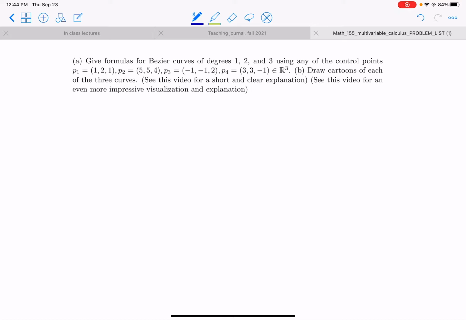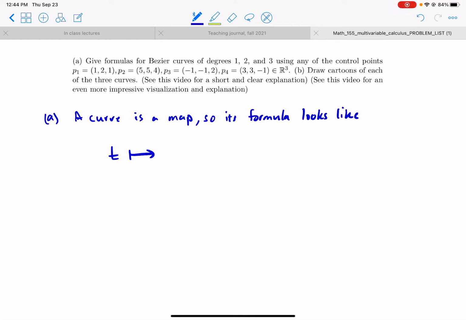Hello everybody. Give formulas for Bezier curves of degrees 1, 2, and 3 using any of the control points P1, P2, P3, P4. Okay, so part A, I need to give formulas. So a curve is a map. So its formula looks like t goes to, and let's take the Bezier curve of degree 1.